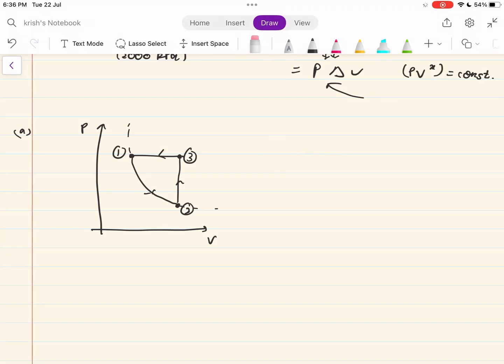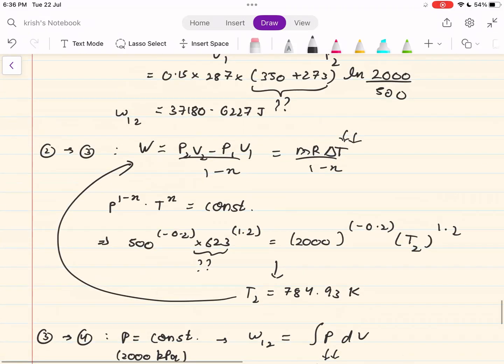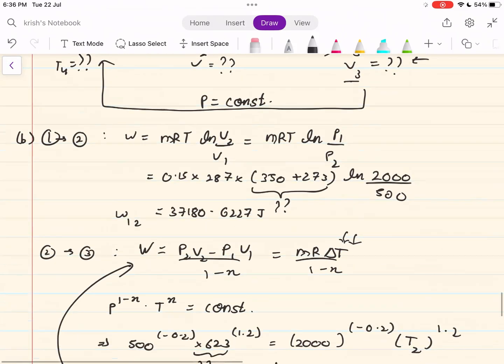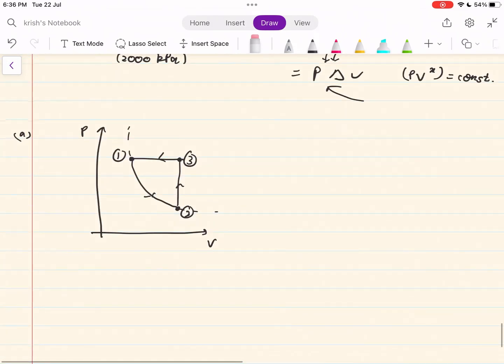isothermal graph looks. Then 2 to 3, we have a polytropic process. Won't exactly be a straight line, it'll be something like this. And then 3 to 1 or 4 is constant pressure, so pressure remains constant.